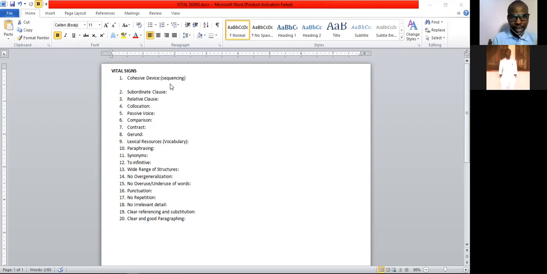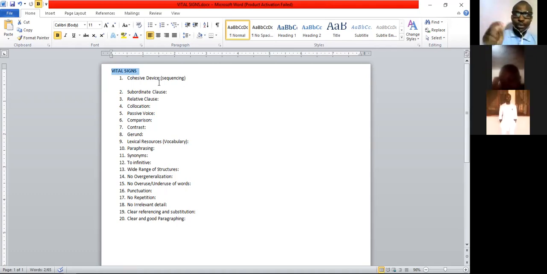So for cohesive devices, I'm going to explain it in a layman's way. Cohesive devices show the relationship between words, sentences, and paragraphs. You must be able to use cohesive devices sufficiently in your writing, and you must be able to identify them when they are used in your reading or listening. And you must be able to use them in your speaking. It is very important to know how to use cohesive devices.